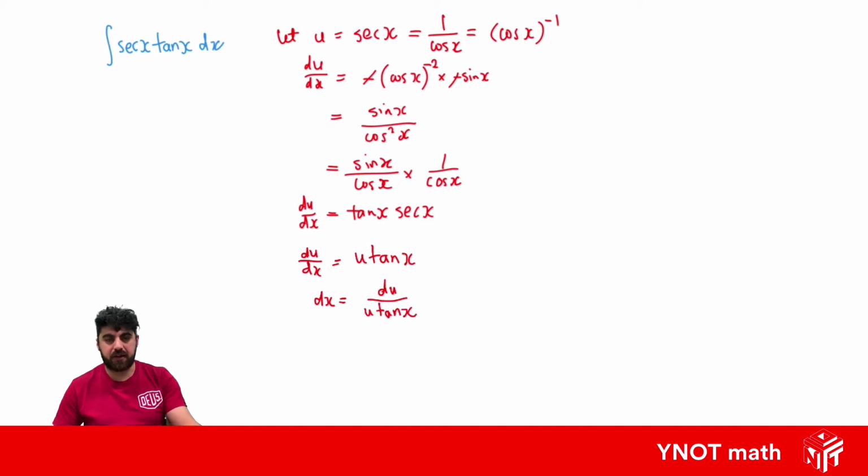And let's go ahead and make all these substitutions now. So we're going to get the integral of sec x, which we let equal u, times tan x, times dx, which we know is all of this. So let's go ahead and sub that in. So multiplied by du over u tan x. And what happens here is the u and the u will cancel, the tan x and the tan x will cancel. So we're just left with the integral of du.